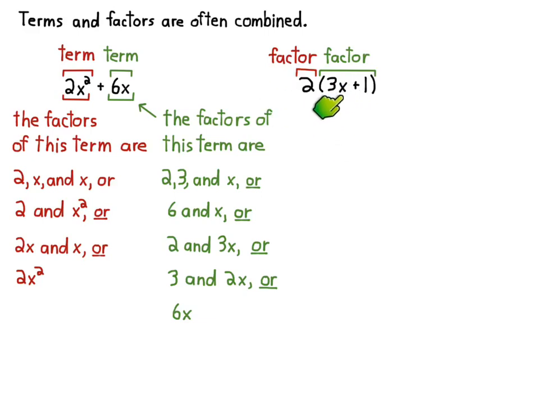And then inside the first term of this factor, you have a factor of 3 and a factor of x, and if you want, a factor of 3x. So there's a factor of what? Factor of the whole thing, factor of the first term of this factor.